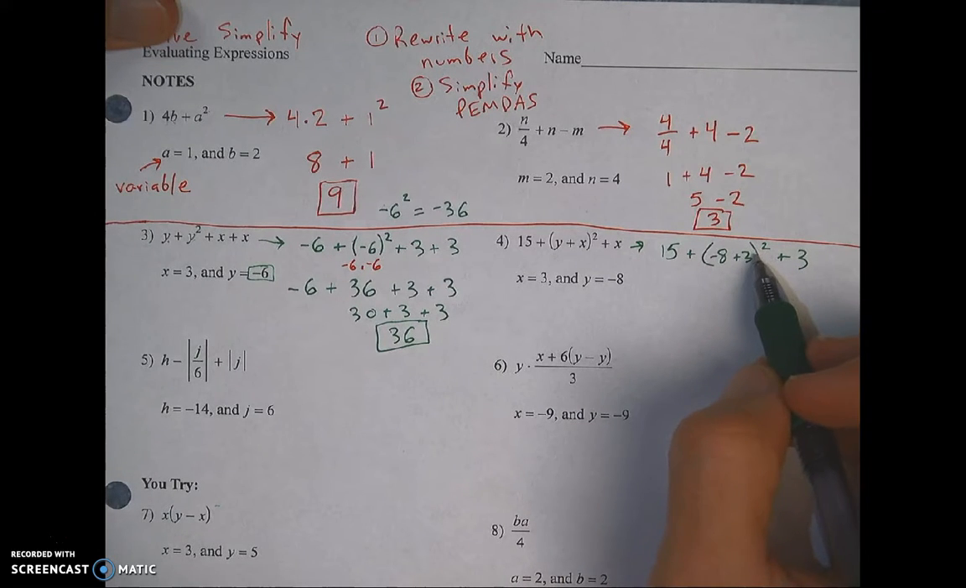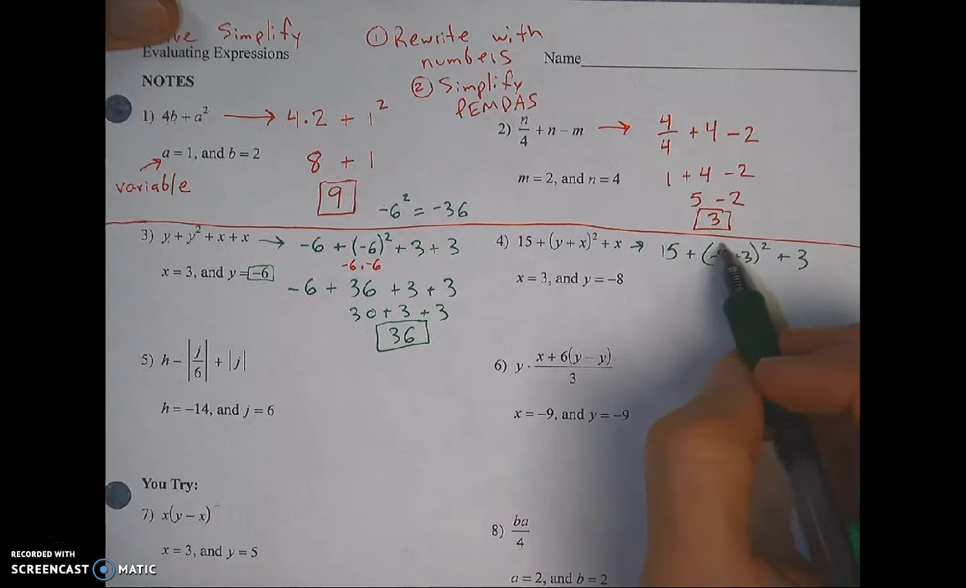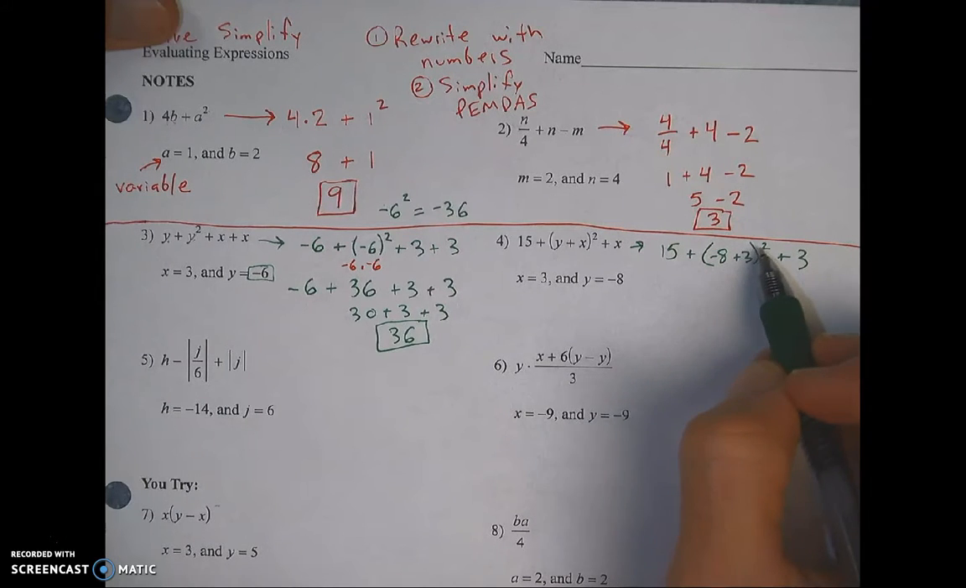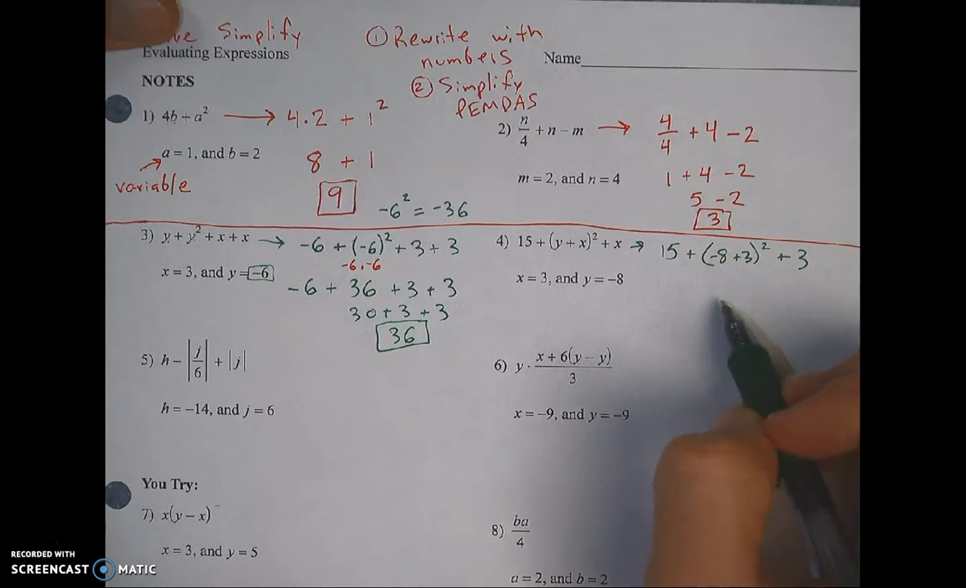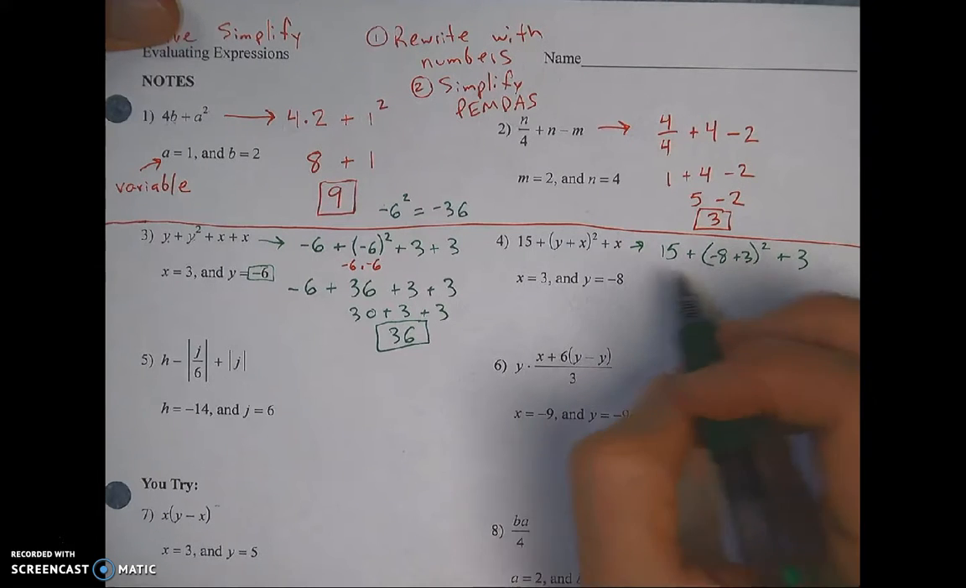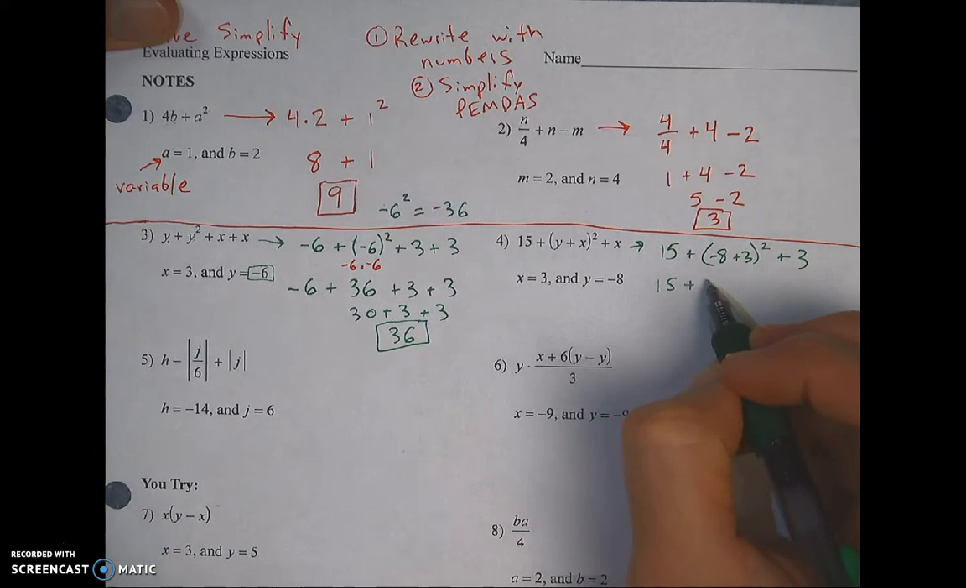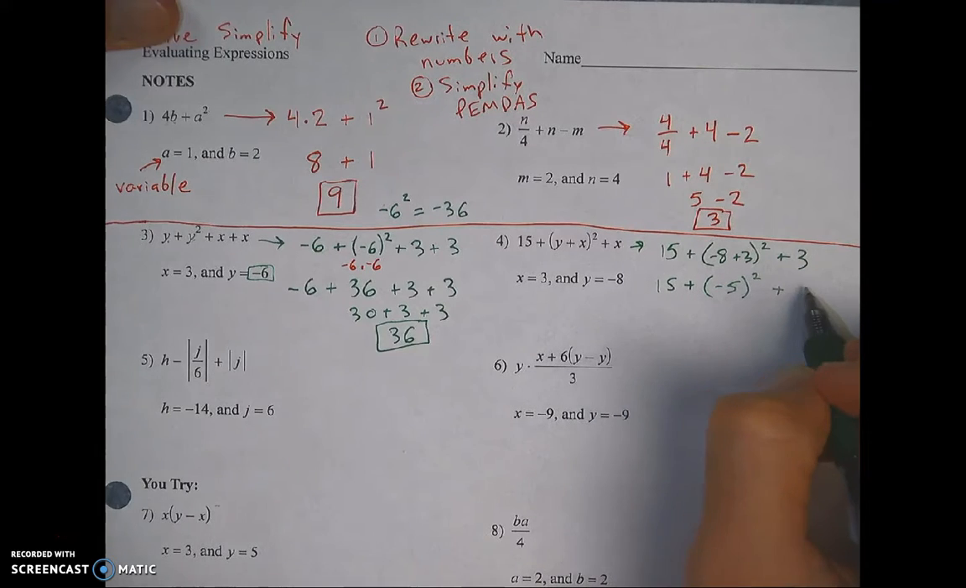That squared is not on the 3, it's on the parentheses, which means the entire value inside the parentheses is squared. So not the 3, not the negative 8. The total value, the quantity of negative 8 plus 3 is being squared. So the first thing I need to do is actually find out what is the quantity. So negative 8 plus 3 is negative 5. That's what's being squared, not the 3.